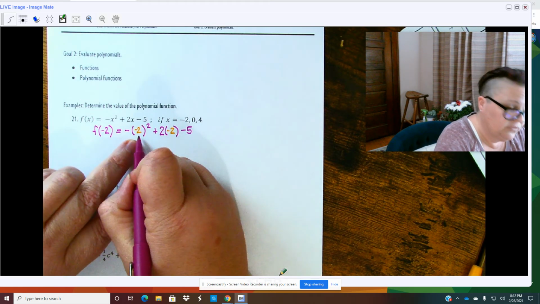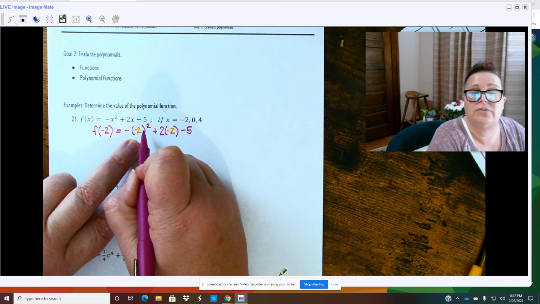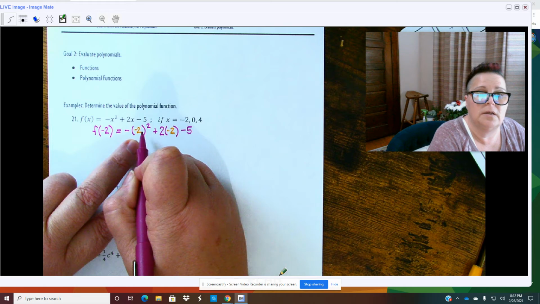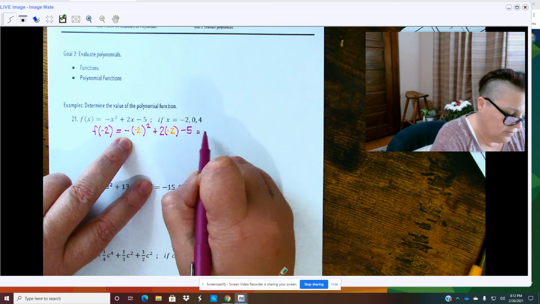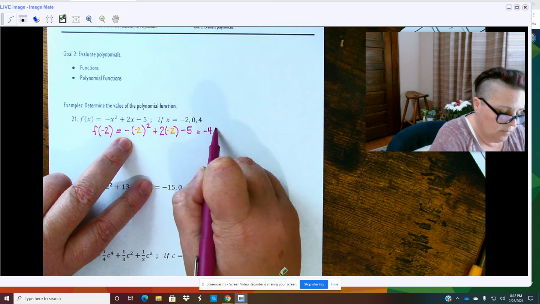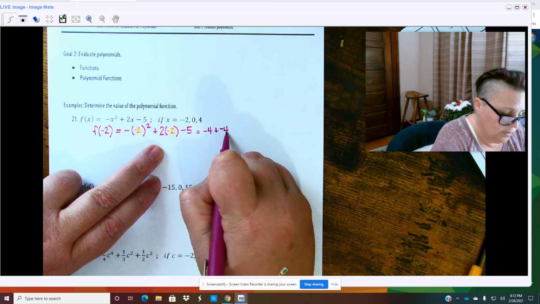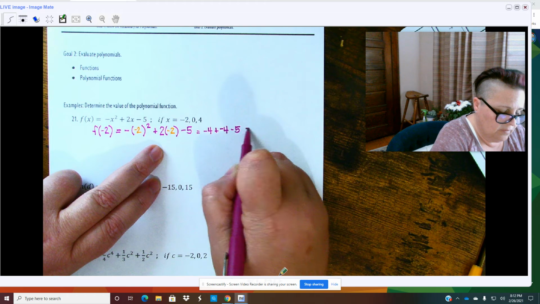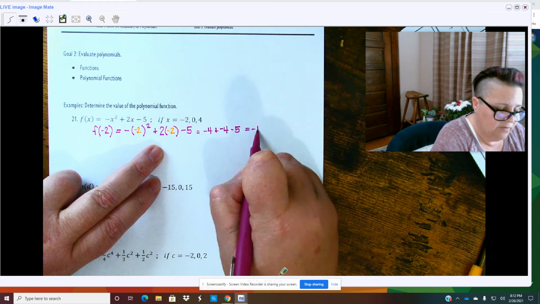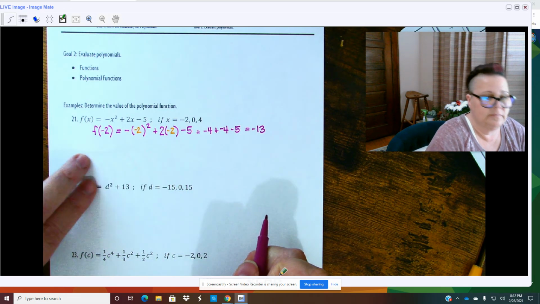So I'm going to have a negative 2 squared. That's negative 2 times negative 2. That's 4. But then I've got a negative on the outside. So that's going to be negative 4. Plus 2 times a negative 2 is another negative 4 minus 5. That's a negative 8 minus 5, which is a negative 13.